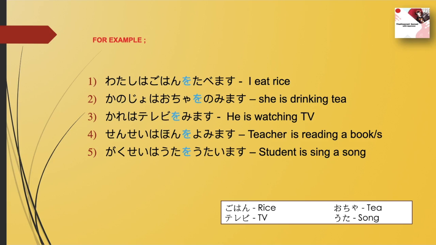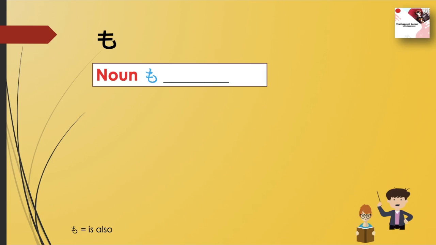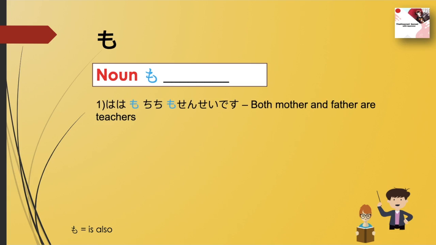Okay, let's move to the next particle, which is mo. The definition for mo in grammar is also. That is also, right? Okay, let's take a look at several examples for the mo particle in Japanese. Here, the first example is both mother and father are teachers. In Japanese, we can say that haha mo chichi mo sensei desu, right?